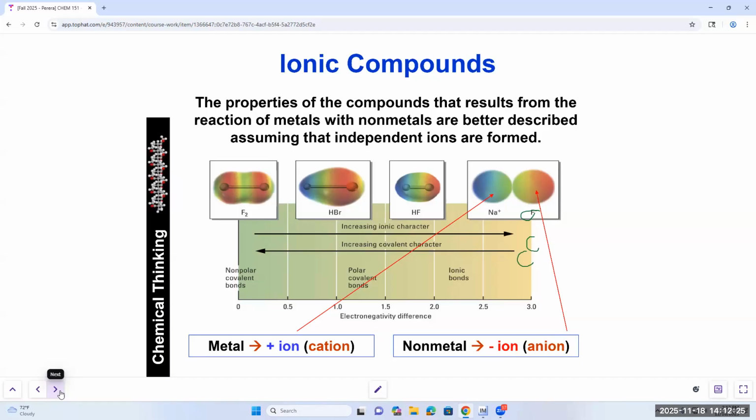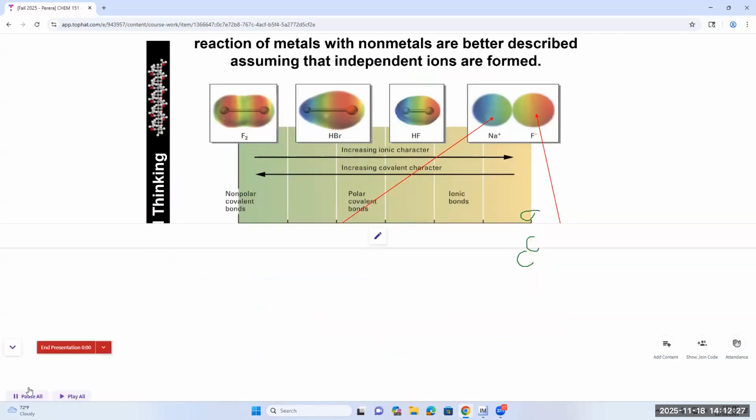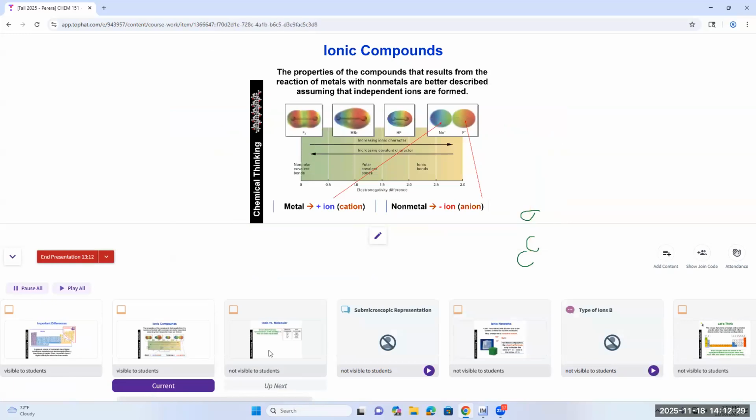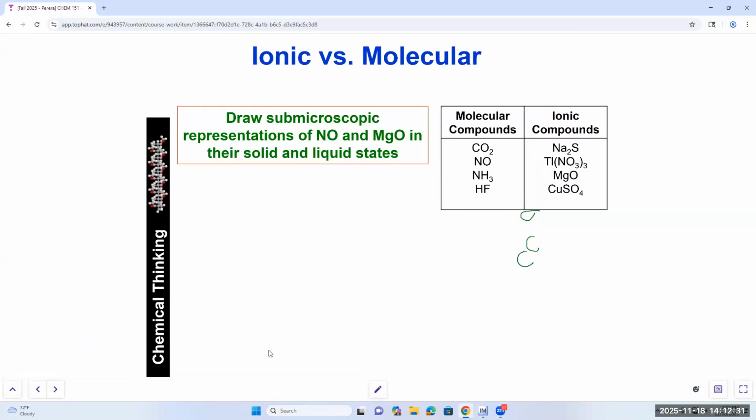Okay. Now that we know what ionic compounds are, what I want you to do is draw me pictures. I want you to draw a sub-microscopic representation of a covalent compound and an ionic compound. You know what? I'll do the covalent compound. You do the ionic compound, okay?